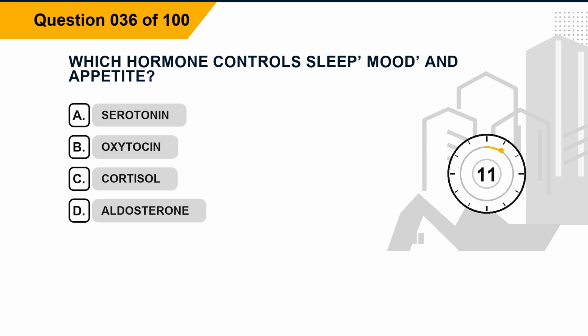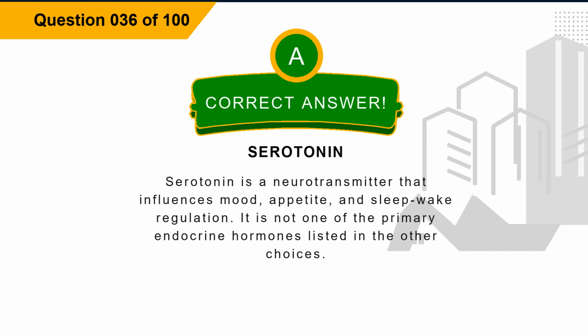Question 36. Which hormone controls sleep, mood, and appetite? Option A, serotonin. Option B, oxytocin. Option C, cortisol. Option D, aldosterone. The correct answer is option A, serotonin.